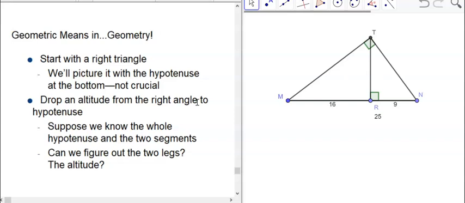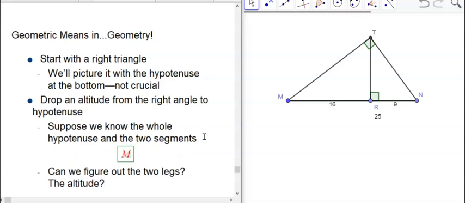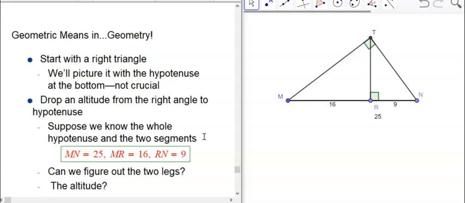And to make it really explicit, let's make it an actual problem to solve, a calculation that we'd like to do. Suppose that we know the whole hypotenuse is 25. That's MN. So we've got MN equals 25, and we've got MR equals 16. And of course, the difference, RN, has to be 9. Okay, so 16 plus 9 has to equal 25. That's important.